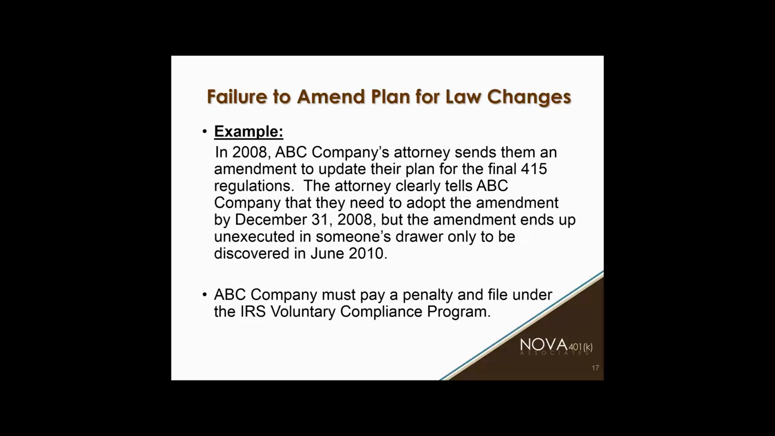So as an example, if you had an interim amendment, and one of the ones in 2008 was the 415 regulations amendment, but if you had an attorney or somebody, or even us, that sent out a 415 regulation amendment and indicated that it needed to be adopted by December 31st of '08, but the amendment somehow got misplaced or unexecuted in somebody's drawer and wasn't discovered until later, then there's a penalty for that. And this is actually one of the more common VCP filings that we run across.